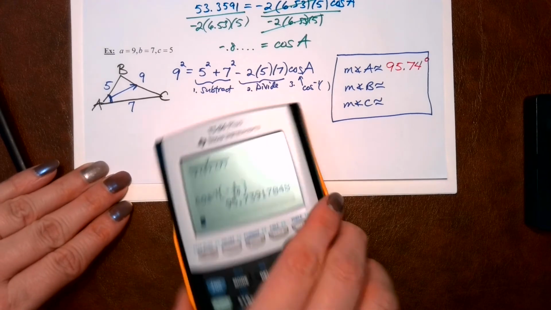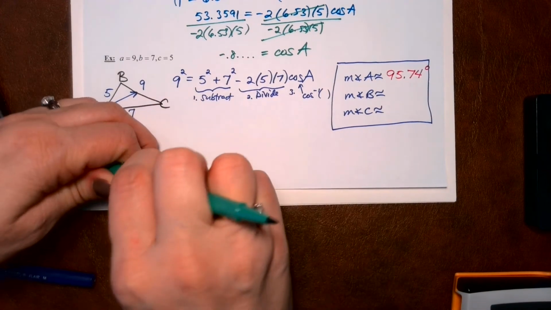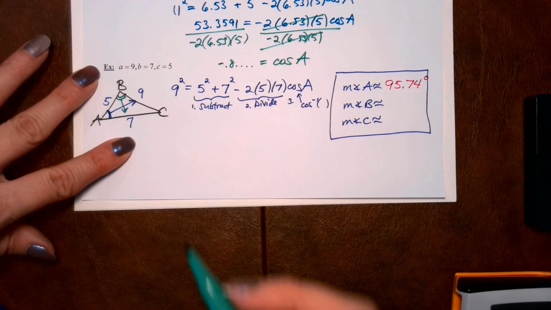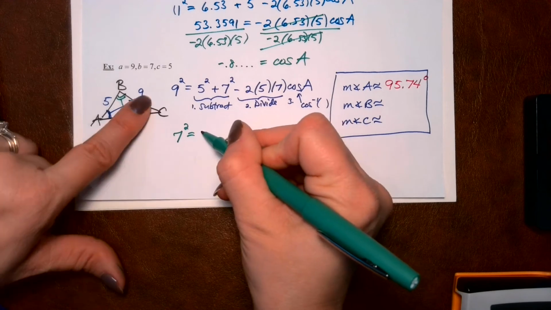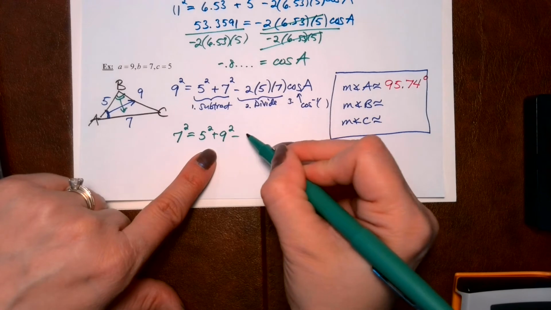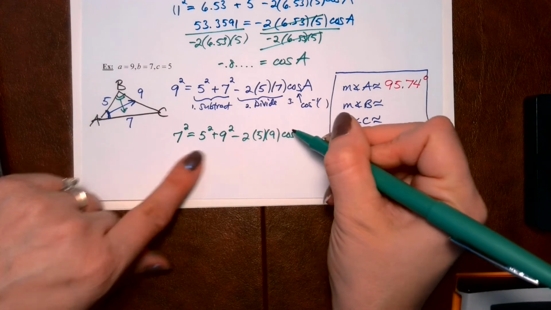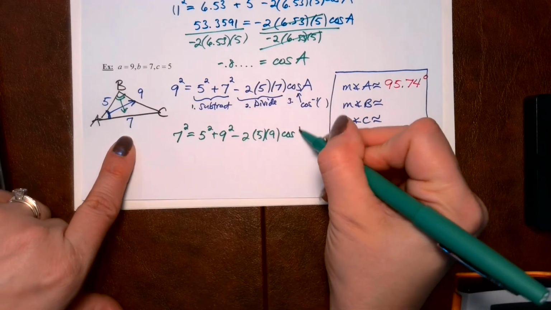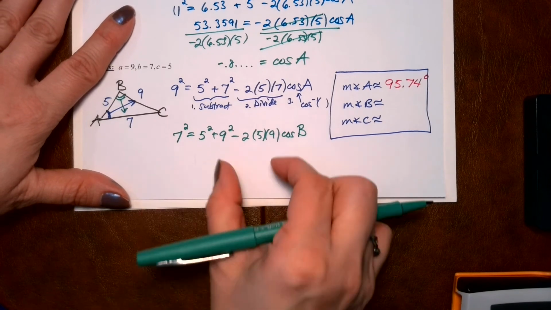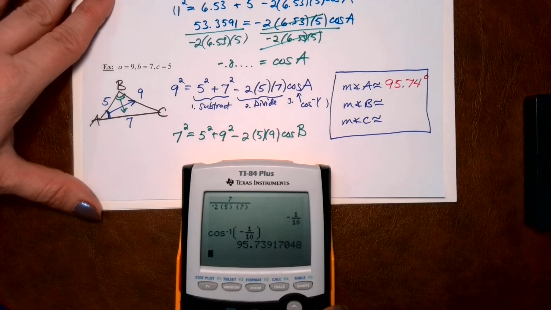All right, let's try the next one. Let's set up to find angle B. If we're going for angle B, we would start with the 7. 7 squared equals 5 squared plus 9 squared, and then minus 2 times 5 times 9, one of each of them, times cosine of angle B. To get to angle B, you'd want to subtract these two, then divide by this, and then cosine inverse that. So let's see what we got with our calculator.